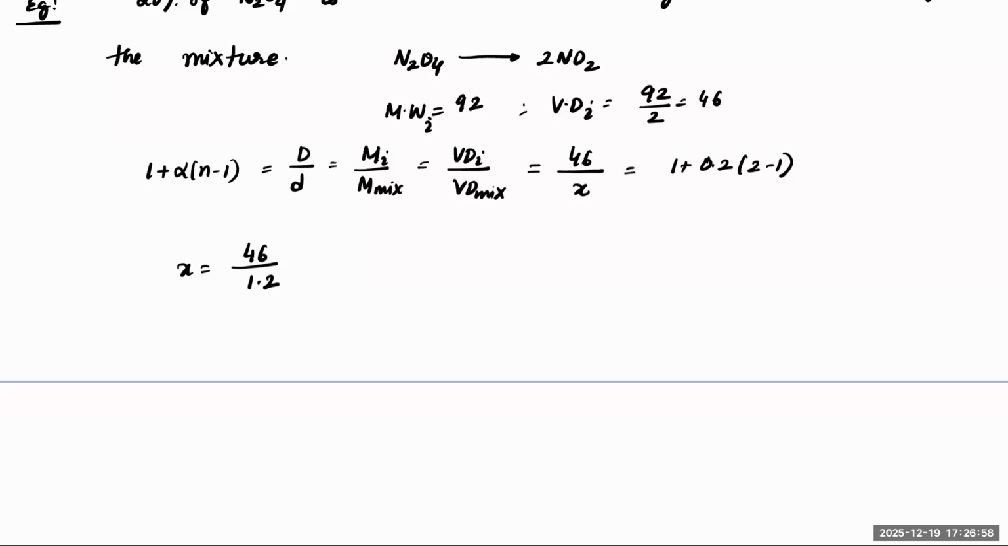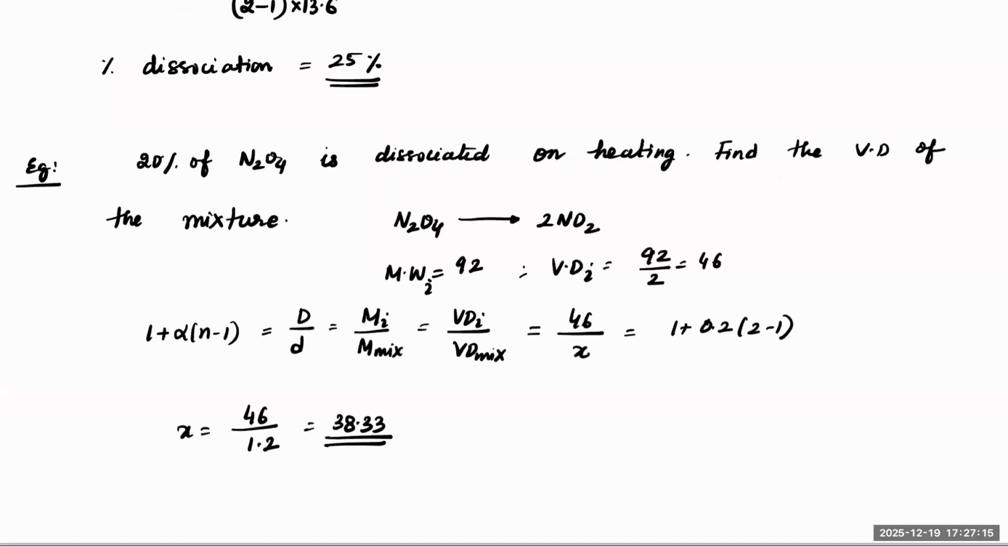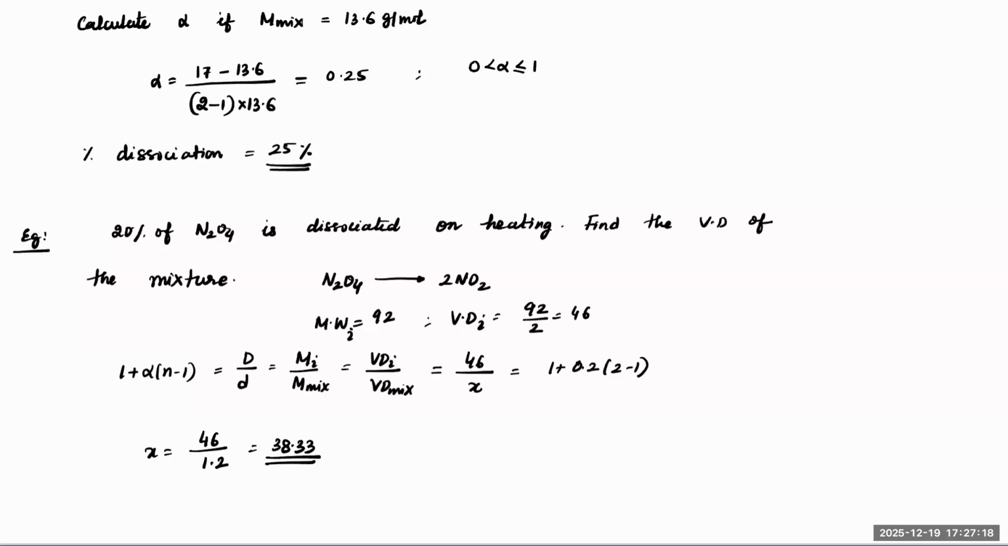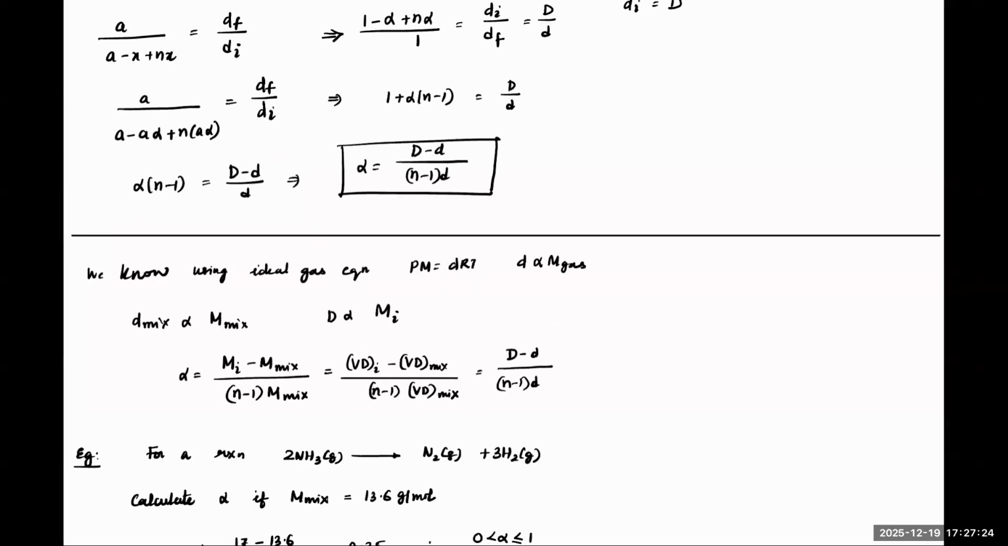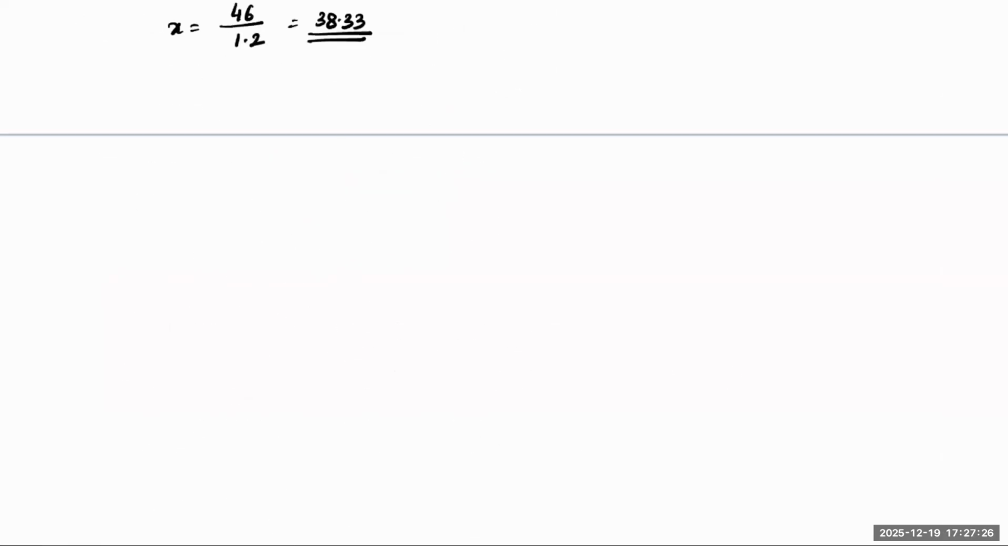Is this point clear, beta? Right. So that's how you can calculate 46 divided by 1.2. I'll give you the exact value. That is coming out to be 38.3. This will be the vapor density. So any dissociation cases, if at all you come across, I think you should be able to figure out from this page.